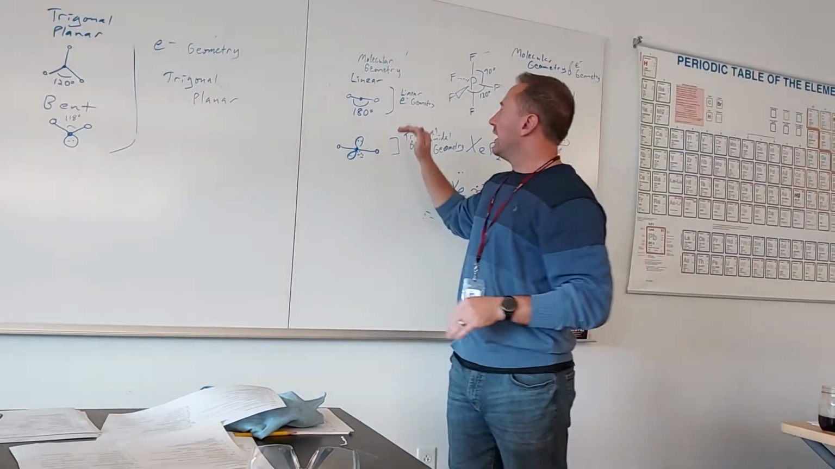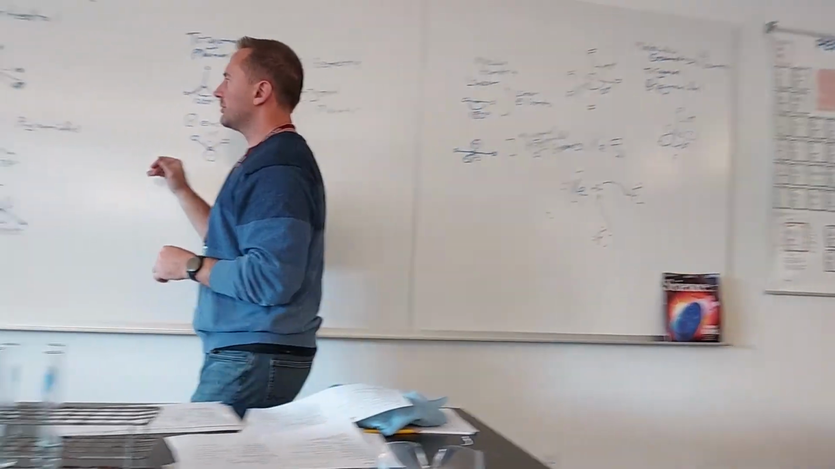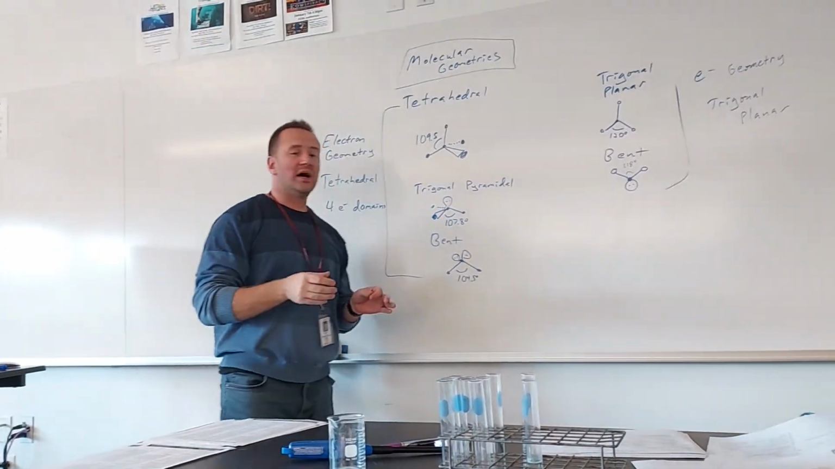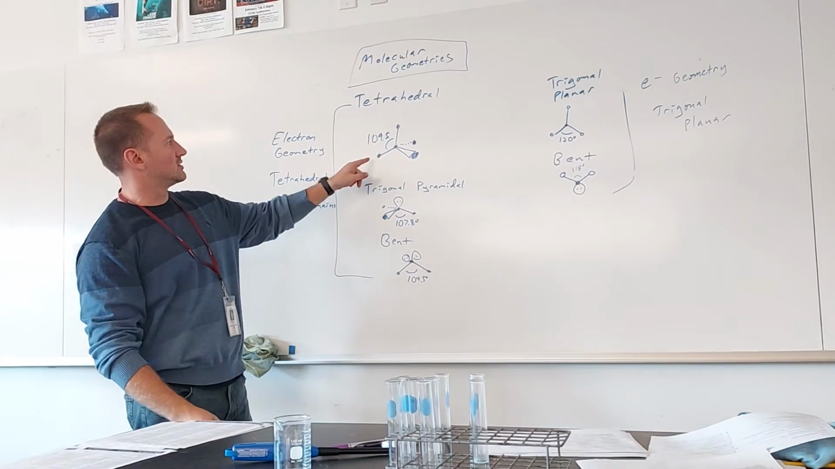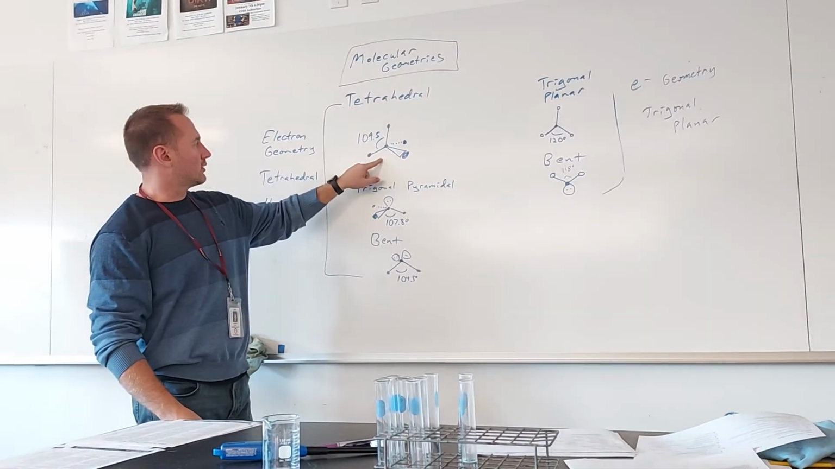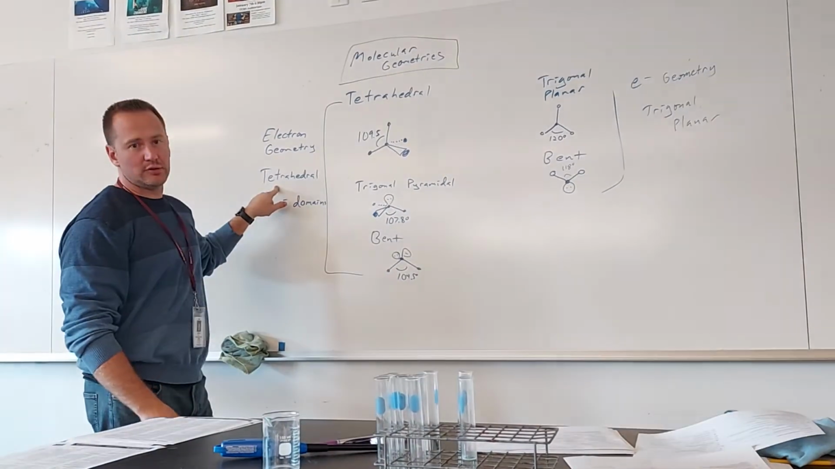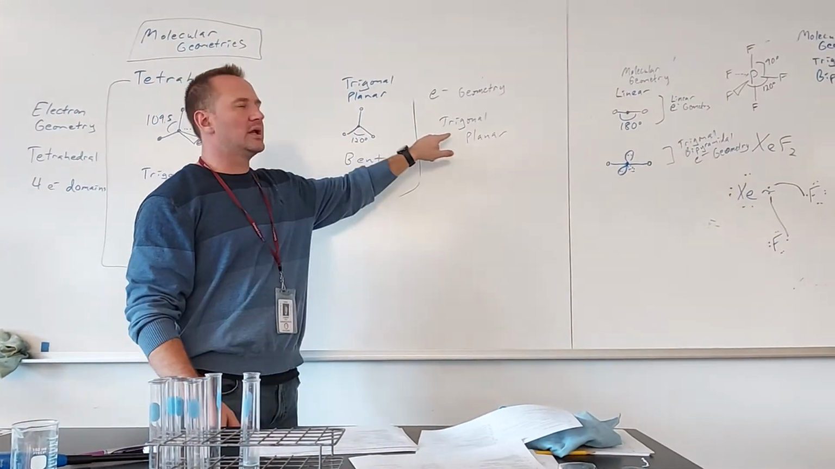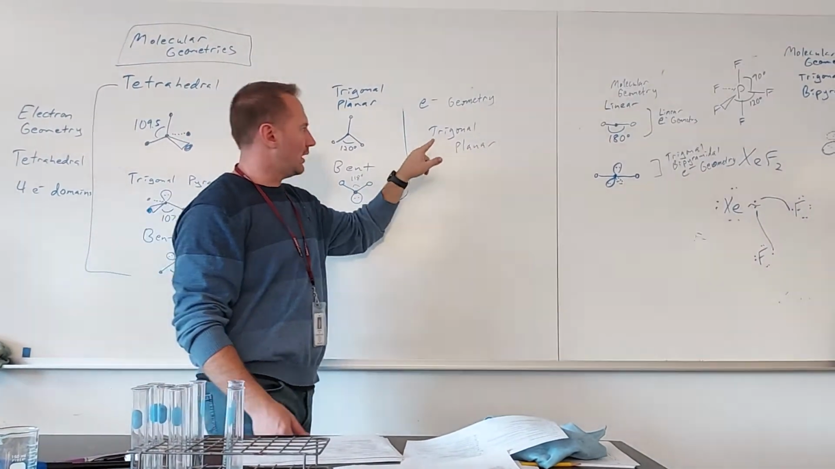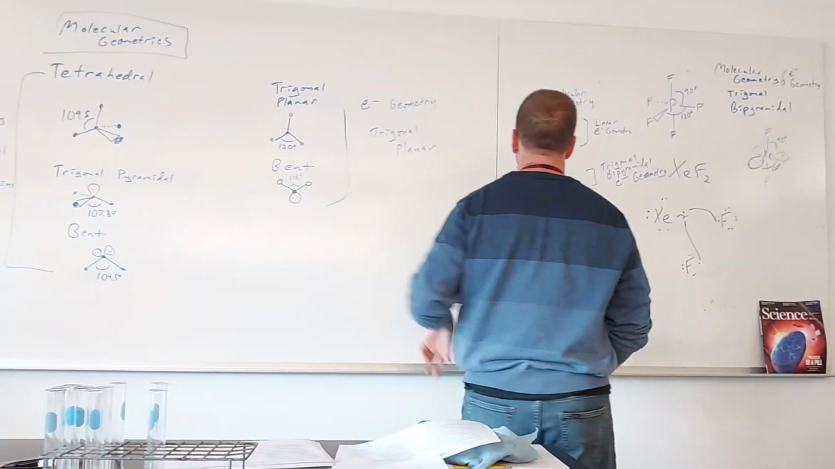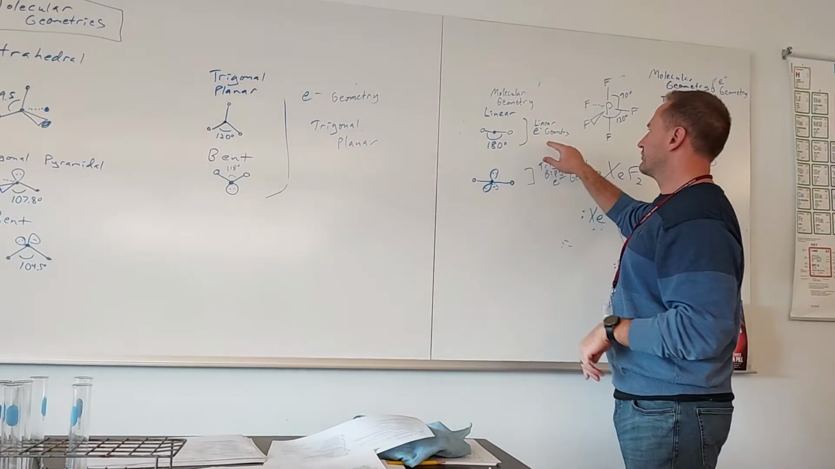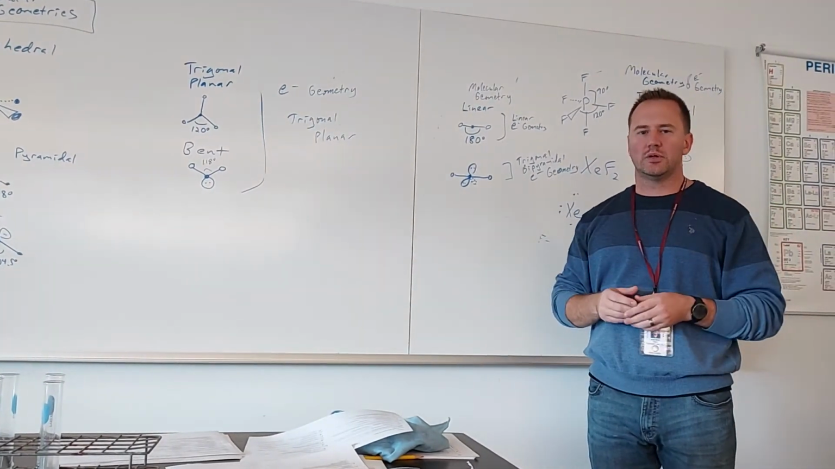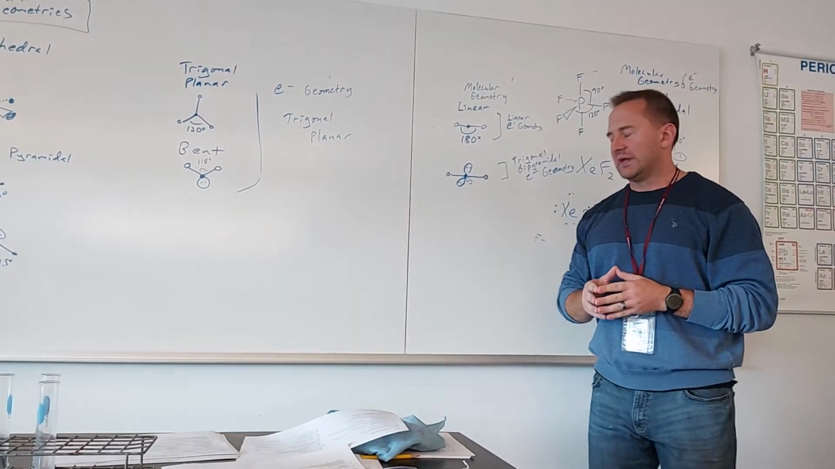Okay. Now, any of these molecular geometries are going to be identical to the electron geometry, provided that you have no unshared pairs. So notice, a tetrahedral molecule is going to have a tetrahedral electron geometry. A trigonal planar molecule is also going to have a trigonal planar electron geometry. All right? And a linear molecule is also going to have a linear electron geometry, providing they have no unshared pairs. So that's science.